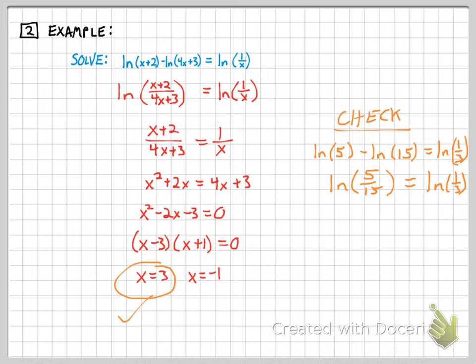When I try negative 1, here's what I'm going to get: log of 1 minus log of 4 times negative 1 plus 3, and over on the right side, I'm going to have log of negative 1. Even just in thinking about this or writing it out, I've got problems because I can't take the log of a negative number. This whole check doesn't even work out, and this is an extraneous solution. So my only solution for this one is x equals 3.